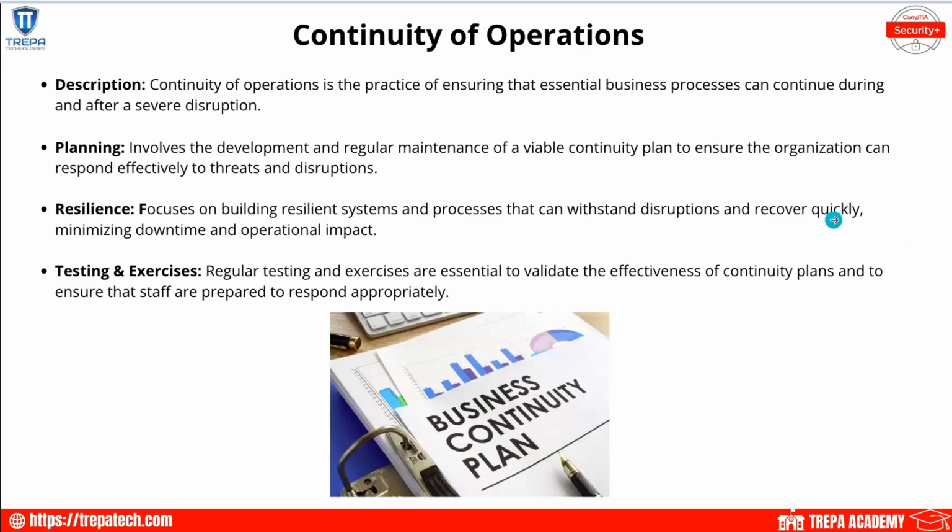Continuity of operations is the practice of ensuring that essential business processes can continue during and after a severe disruption. This is high level, right? This is not you actually configuring a hot standby recovery protocol. This isn't you putting that F5 load balancer on the network. What we're talking about here is our overall planning and architecture to have continuity of operations.